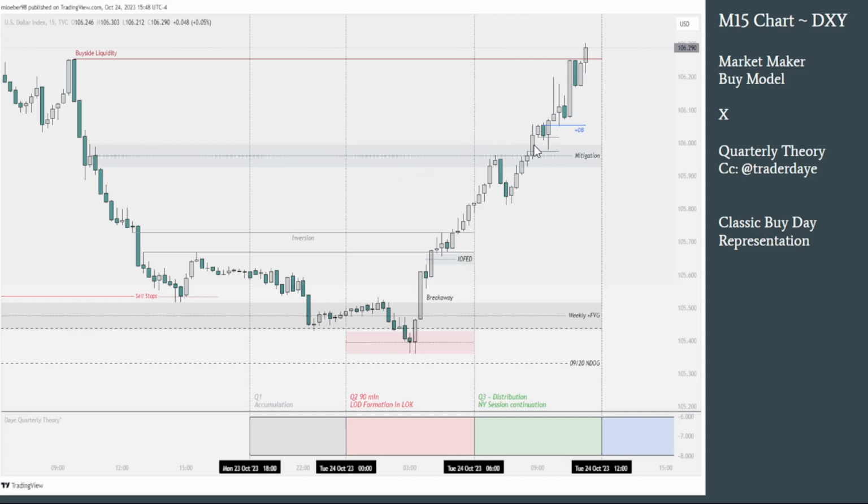And as we can see, we have a 15-minute bullish fair value gap form inside of that mitigation block, which then continues and drives us higher to our buy side liquidity pool, as well as being price supported by this 15-minute bullish order block followed by the fair value gap.